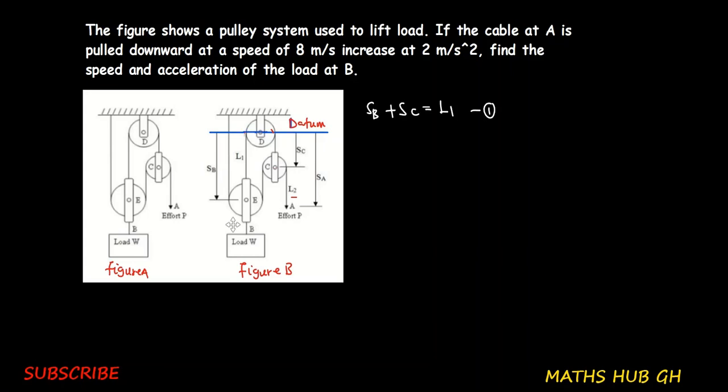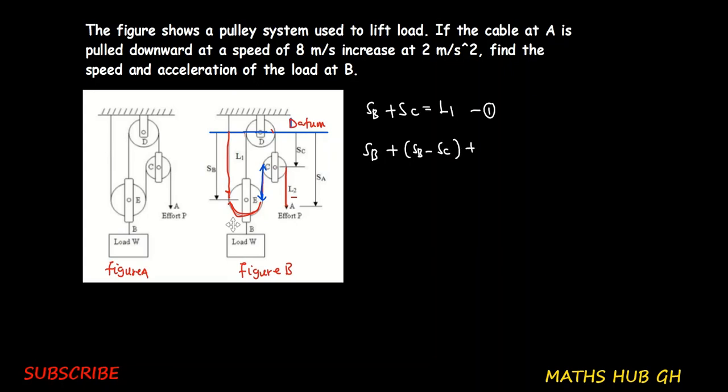For the second rope, let me trace that one also. We have from here, and then we have this length also, then we have this length here. We are not considering this length here because it is always constant, so we can ignore it. To get the second equation, we are going to have SB, plus this part, plus this part. To get this part, you will have to subtract SC from SB, which gives us the length of that section. So you are going to have plus SB minus SC.